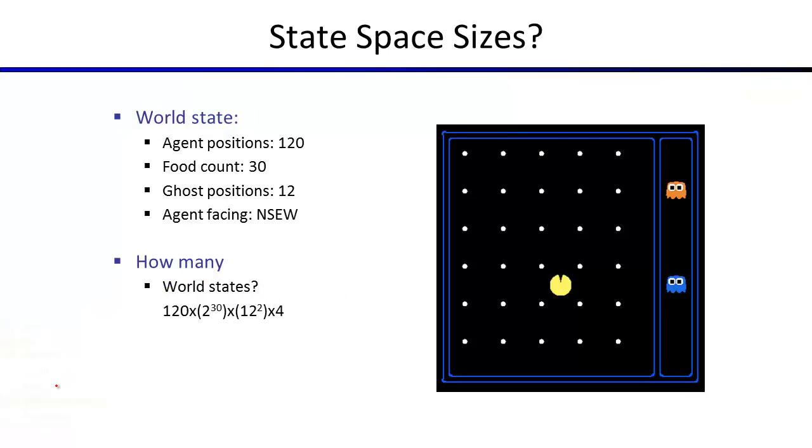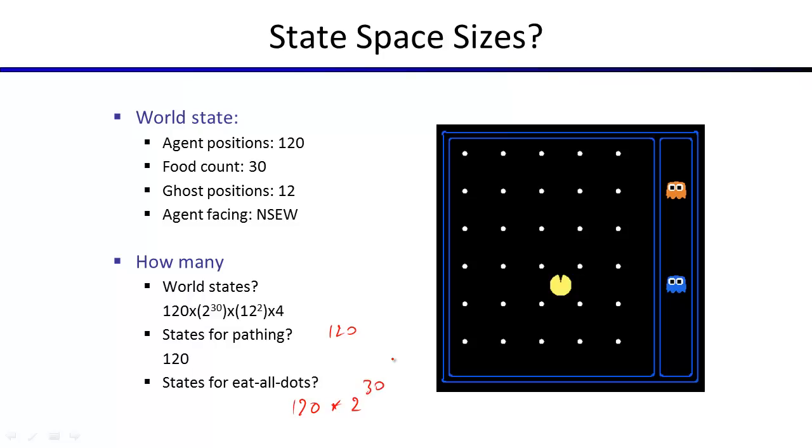How about the search problem? Let's say our goal is to do pathing here, to go from a start state to a goal state. Well, we looked at what you need for that. All you need is location. So all of a sudden we end up with a state space of only size 120. A lot smaller than the world state space. How about states for eating all the dots? 120 times 2 to the 30. Still large, but significantly smaller than the original world state space. And this will help us when we are running our algorithms if we have smaller state spaces in our search problem.